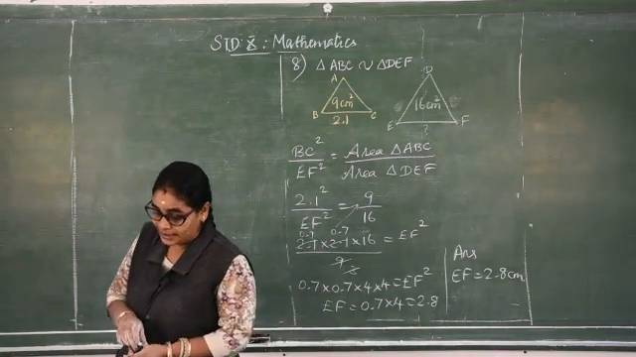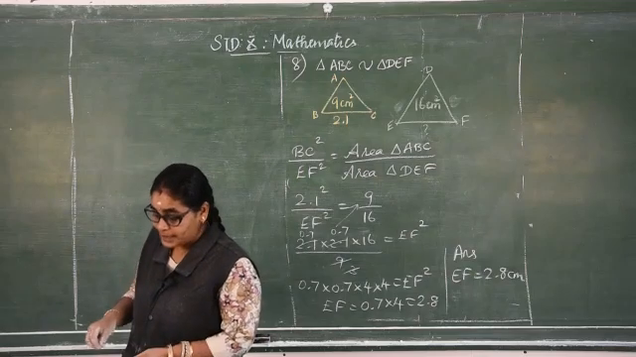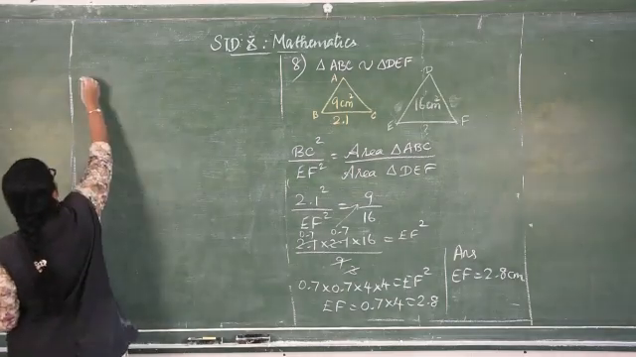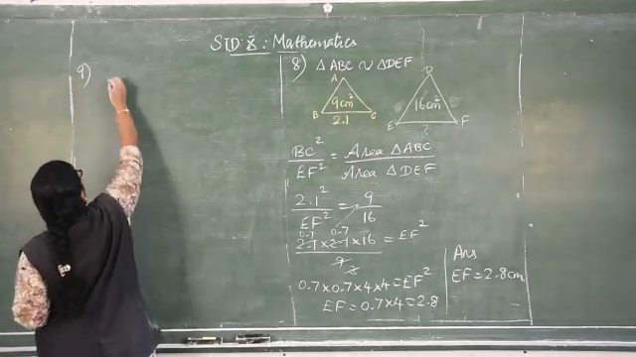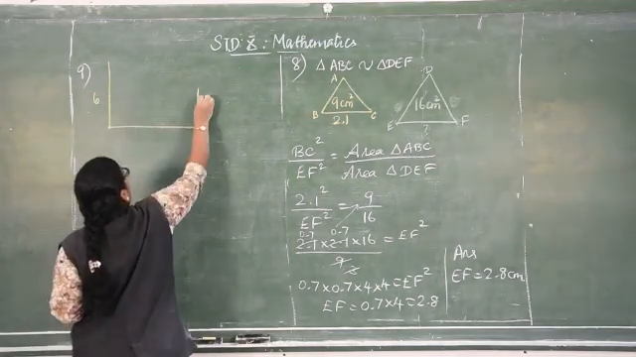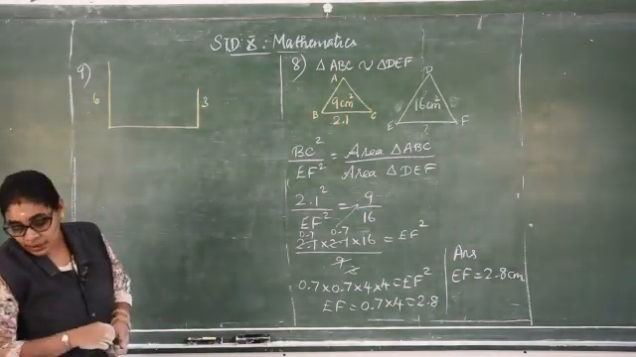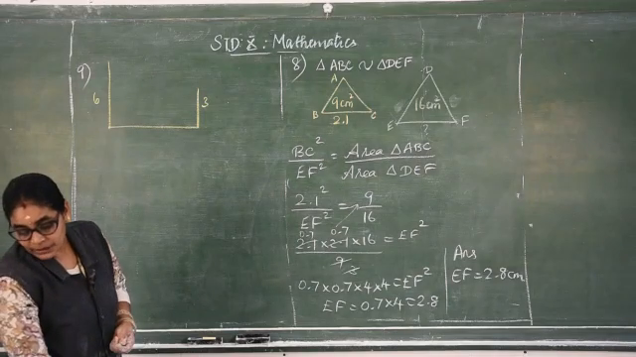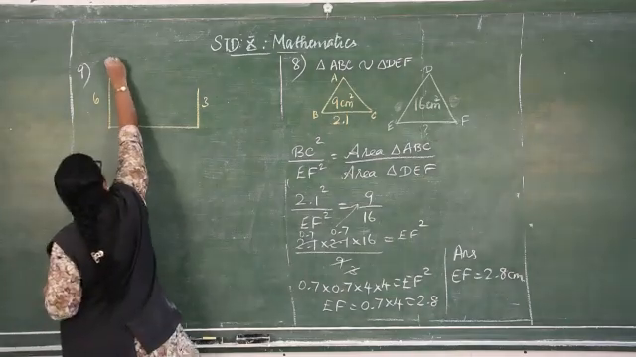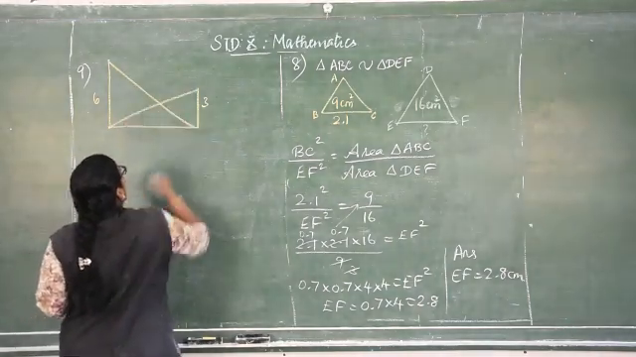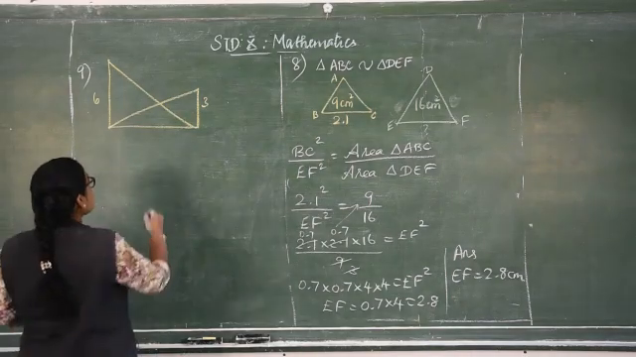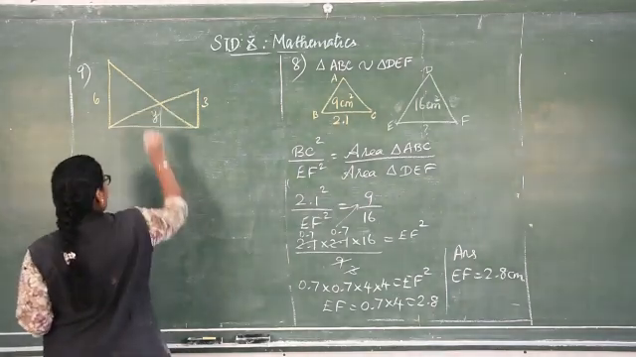Ninth sum, they have given the diagram. Two vertical poles of height 6 meter and 3 meter are erected above the horizontal ground. So this is just like your example sum. Two poles are erected, 6 meter and 3 meter, on the horizontal ground. Find the value of y, and it is given in the diagram like this part. This way they have given, and other values they haven't given. This one is the height, we are supposed to find y.